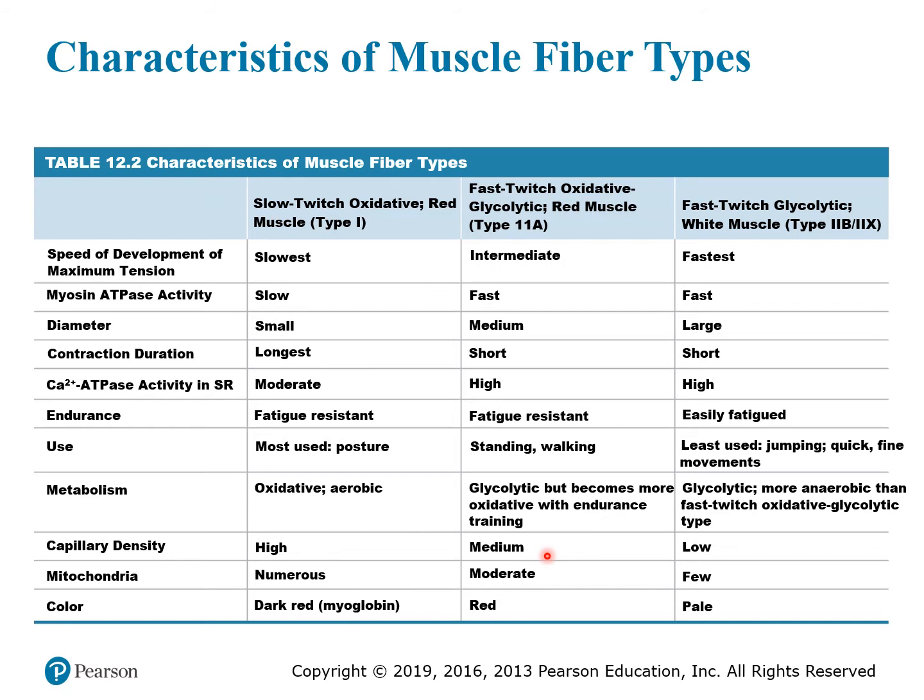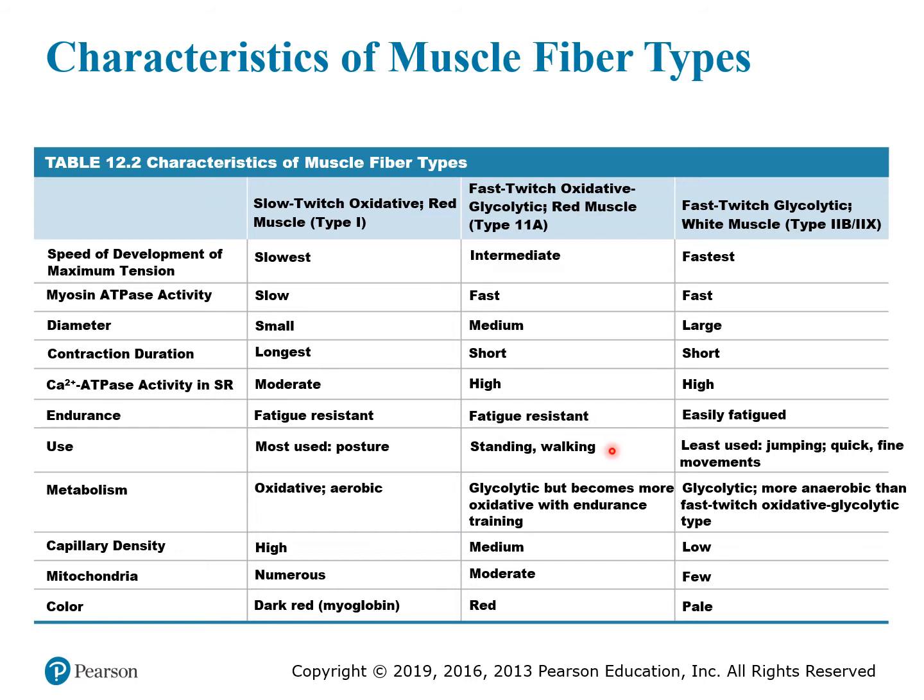The amount of capillaries is not as high as the slow twitch, and same thing with the amount of mitochondria, because again, they can also rely on just glycolysis, and so therefore they don't heavily rely on a lot of oxygen. We do rely on these muscles for activities like standing and walking because, again, the muscles in your legs, you don't want them to fatigue as fast. And so, therefore, they are going to be fatigue resistant.